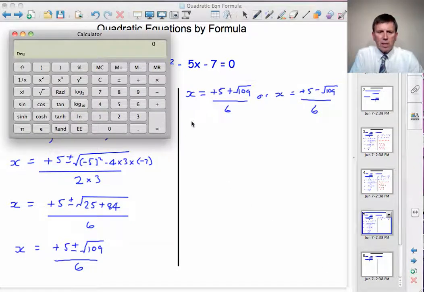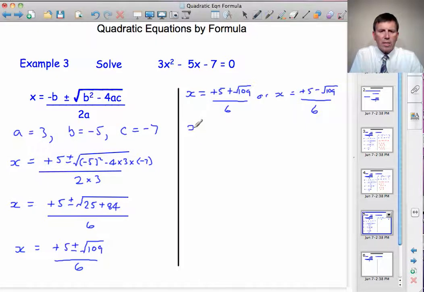So we'll use the calculator for this first one. X is equal to 5 plus the square root of 109, and on this calculator you put the 109 in before you hit the square root sign, equals, divided by 6 equals, and to three significant figures it's 2.57. So x equals 2.57.